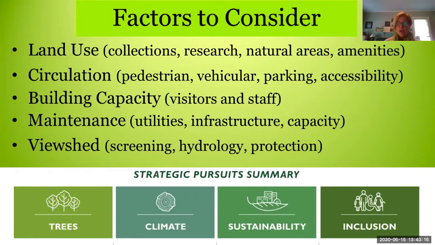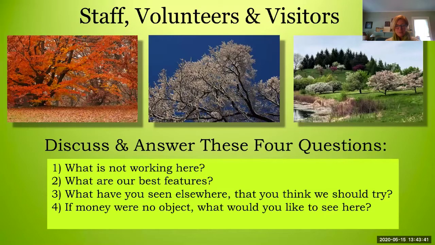I mean, we're all about trees. We're about climate change and how we can affect that. We're looking at sustainability and how we become a more sustainable arboretum, and then inclusion. How do we make sure everyone feels included as they come here to our grounds? And we need to encourage all groups to be here on our grounds. So that's just a little bit to think about as we're moving forward in our next 10 years of planning.